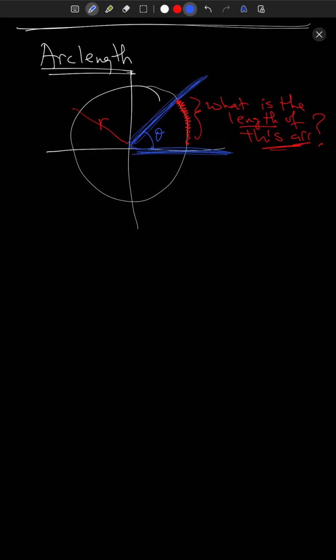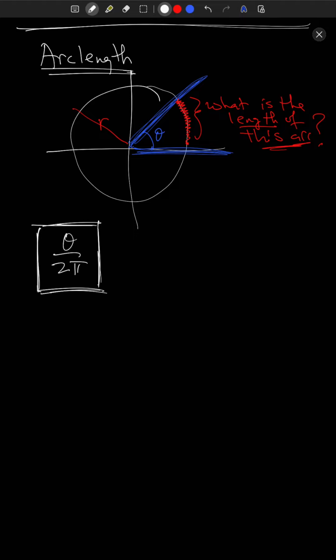It represents, in terms of a fraction, theta over 2 pi of the entire circle. So what I mean is, for example, if this angle were pi over 2 or 90 degrees, then it would represent pi over 2 pi, which is a quarter of the circle, which is exactly correct. So this is how much the angle theta represents of the circle.